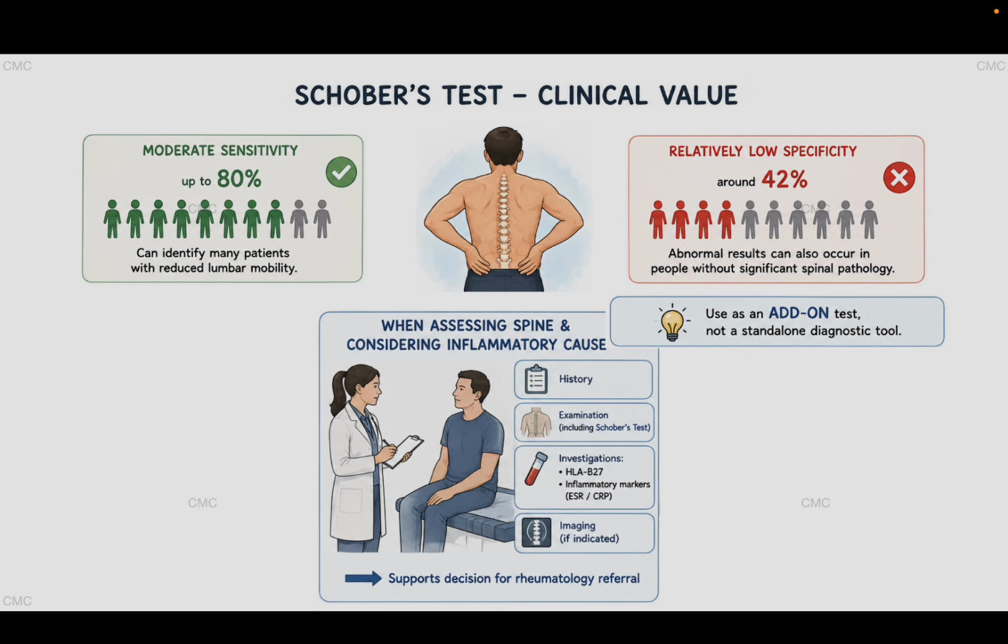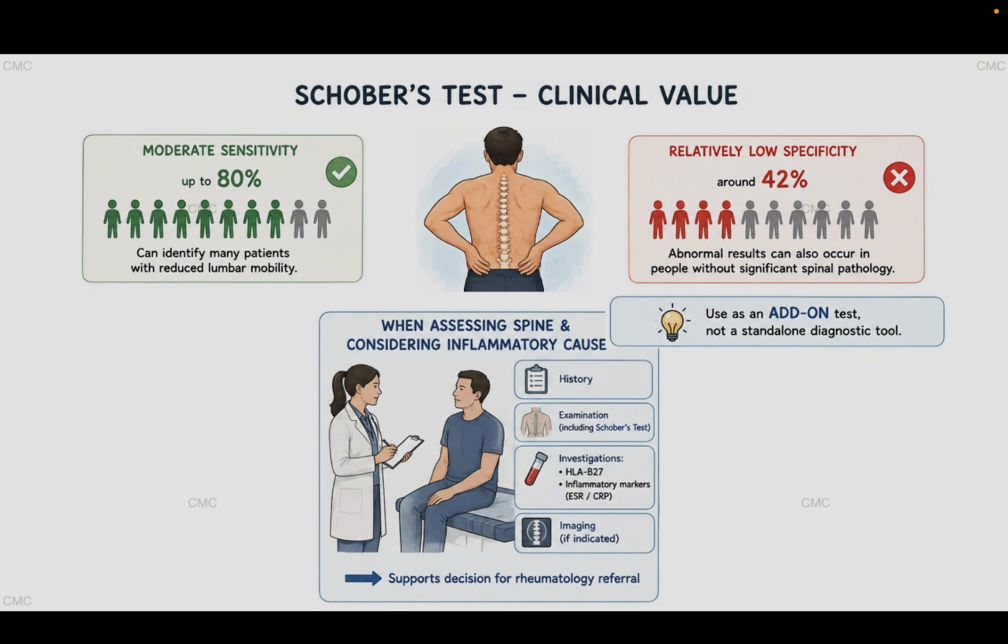For example, it can support your assessment when evaluating a patient with chronic back pain in whom you are considering an inflammatory cause and a rheumatology referral. Schober's test results should always be interpreted alongside the history, the rest of the musculoskeletal examination, and appropriate investigations such as HLA-B27 testing, inflammatory markers, and imaging where indicated.